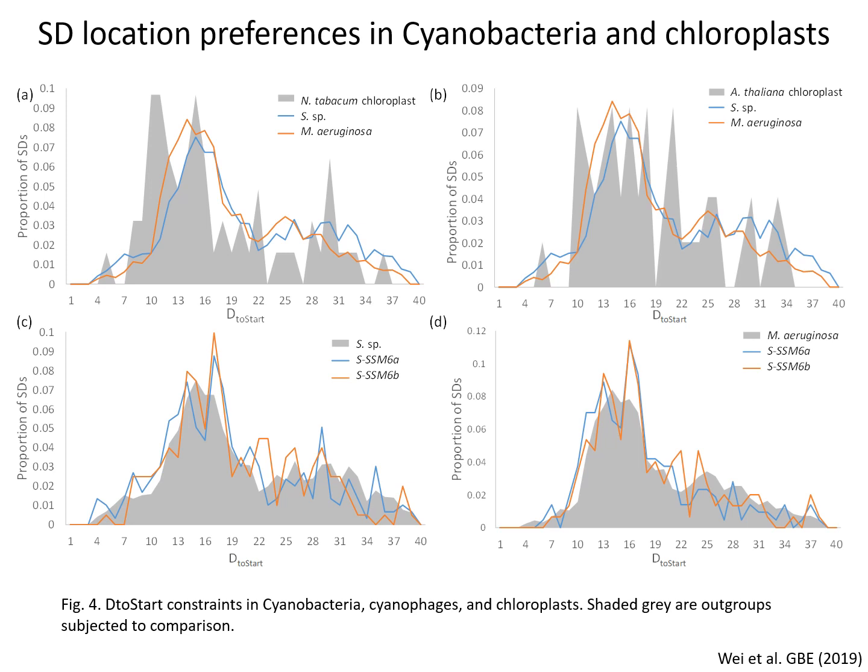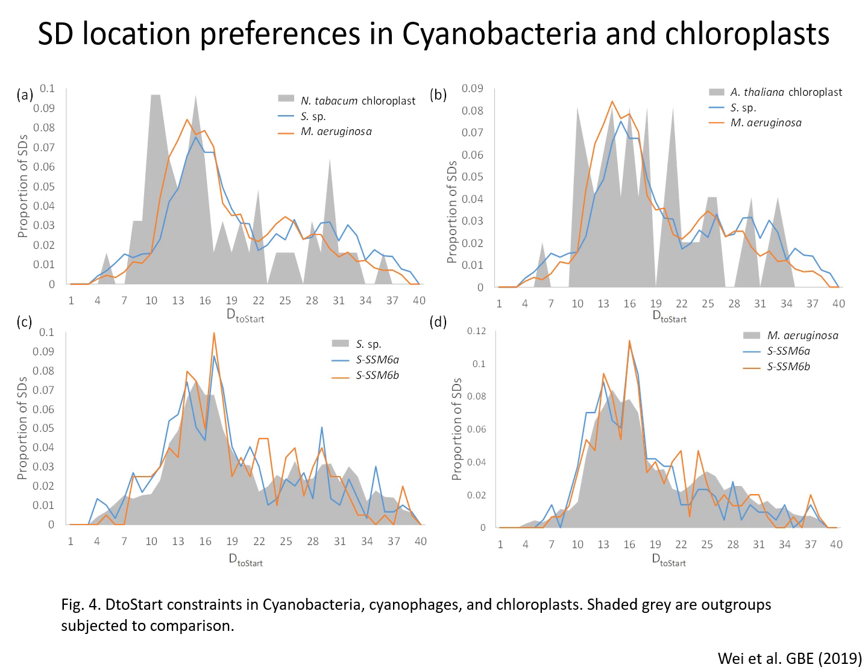In panels A and B, we see that D2 star constraints are highly similar in two cyanobacterial species, Synechocystis species in blue and Microcystis aeruginosa in orange. However, their D2 star constraints are dissimilar from two chloroplast species shaded in gray in panels A and B. Panels C and D show that in contrast, cyanophages SSM6A and SSM6B well mimic host cyanobacteria in D2 star constraint.